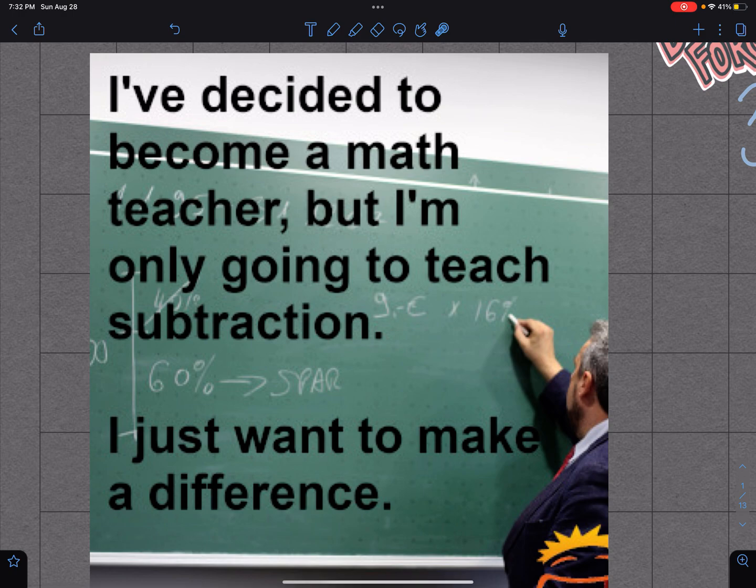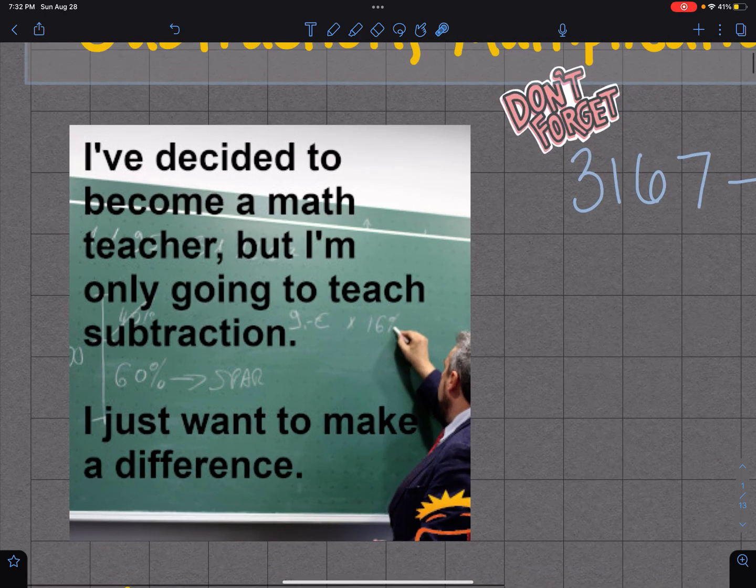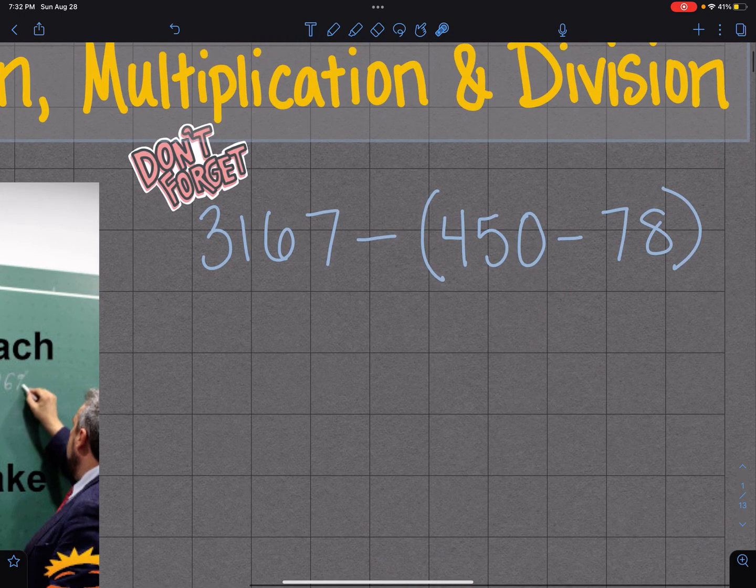Look how funny this is. I've decided to become a math teacher, but I'm only going to teach subtraction. I just want to make a difference. Get it? He wants to make a difference. That's the answer that you get when you subtract. I know. It's not funny when you have to explain a joke, so I'll just leave it at that.